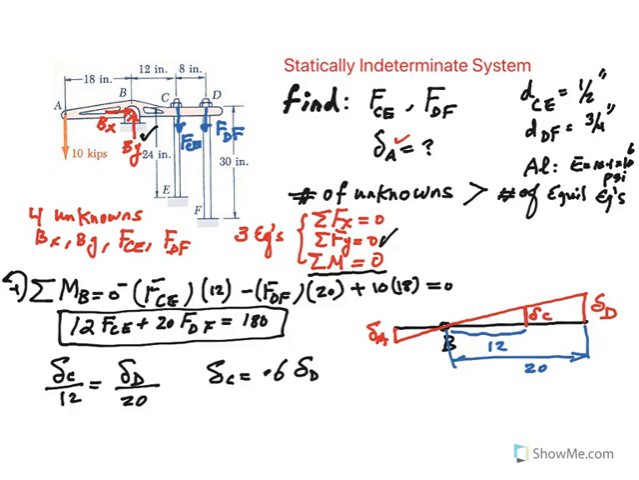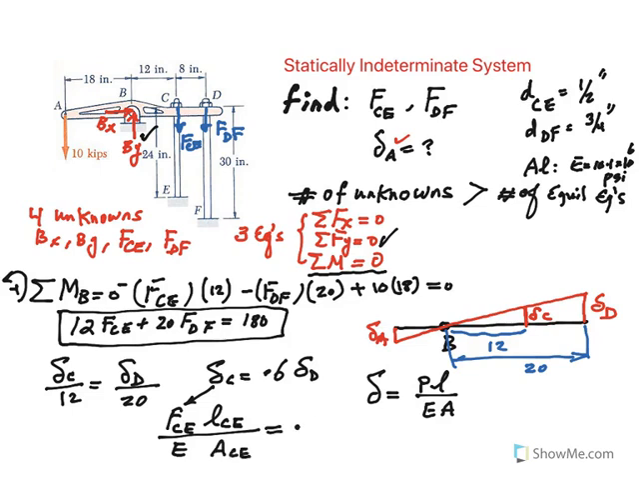And now, how are these elastic deformations, delta C and delta D, related to the forces? Well, very easily. Delta for an axially loaded member is equal to PL over EA. So delta C would be the force in member CE times the length of the member CE divided by E and A. Now, the material is the same, but the area is different. So this must be equal to 0.6 of what? Delta D. What's delta D? Force in bar DF times the length of DF divided by E and the area of DF.